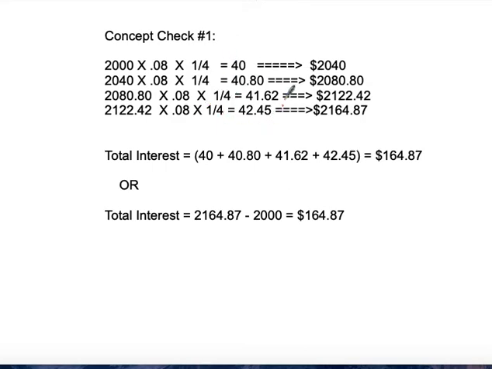We take and add each one of our new interest values to our amount, and we finish up having a final amount of $2,164.87, calculating our total interest to be $164.87. So tomorrow we're going to expand on this idea and look at using the compound interest formula.